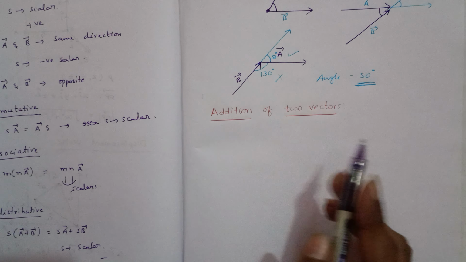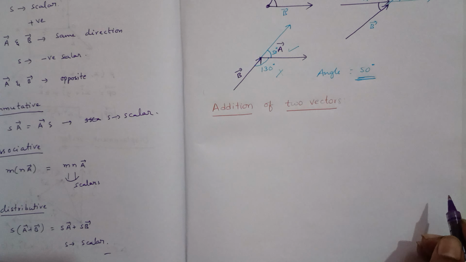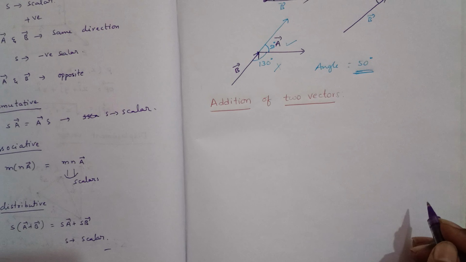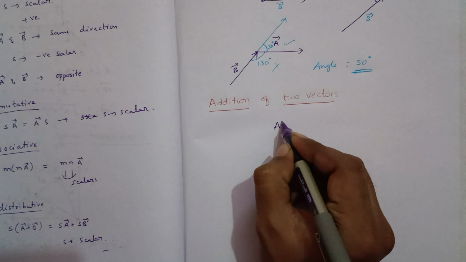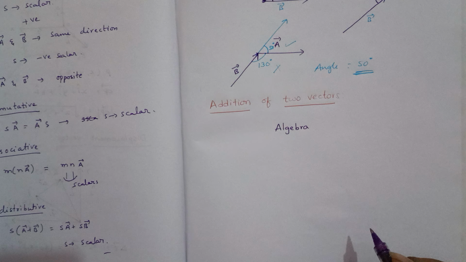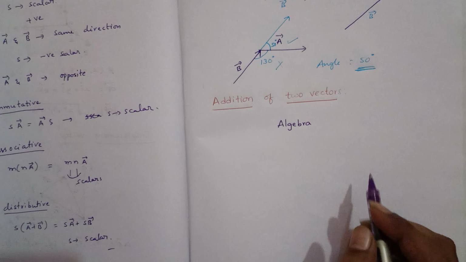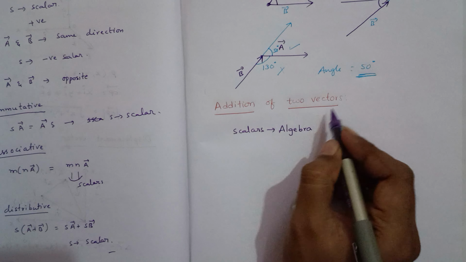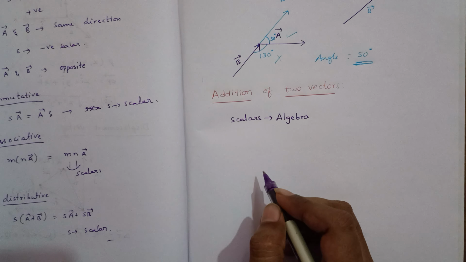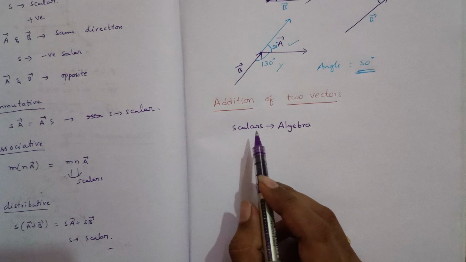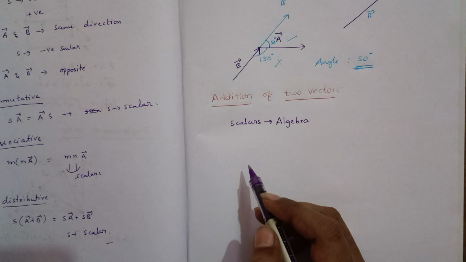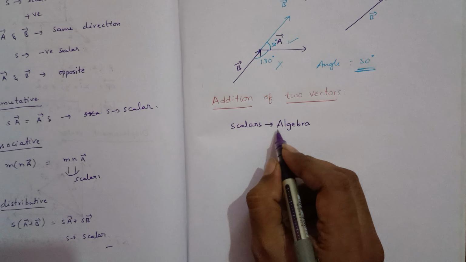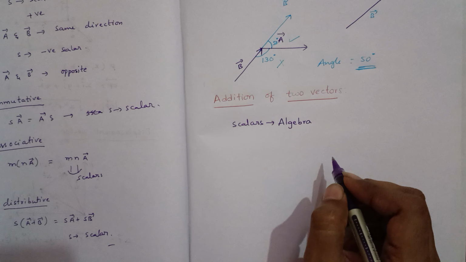Next, addition of two vectors. If you take scalars, they can be added by following simple rules of algebra. But vectors can't be added like that. Vectors can't be added like scalars. Scalars have only magnitude, so we can add them by using simple algebra.